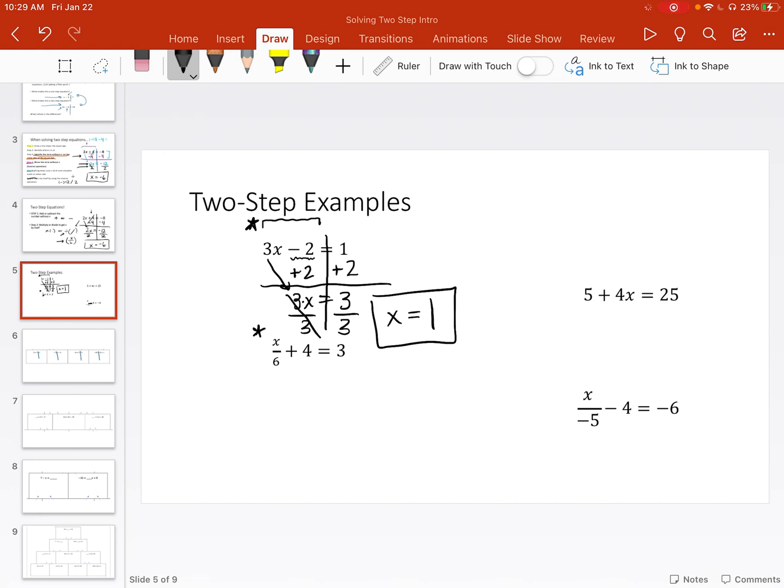For this second example, again, line down the equal sign, always the first step. Identify where x is.